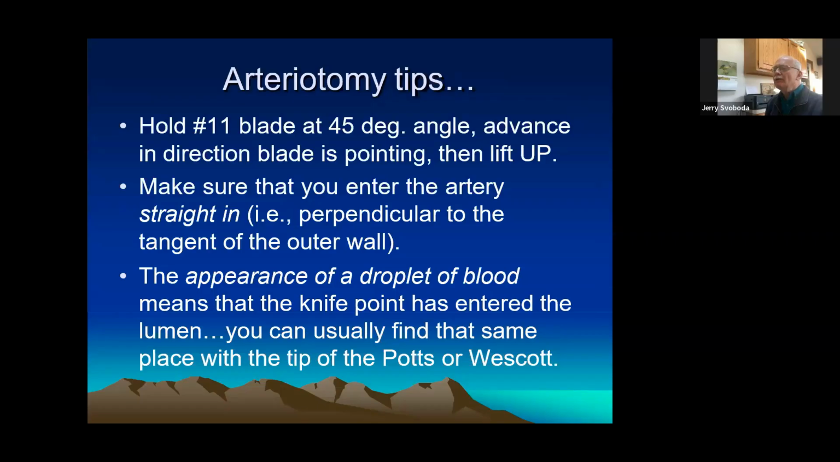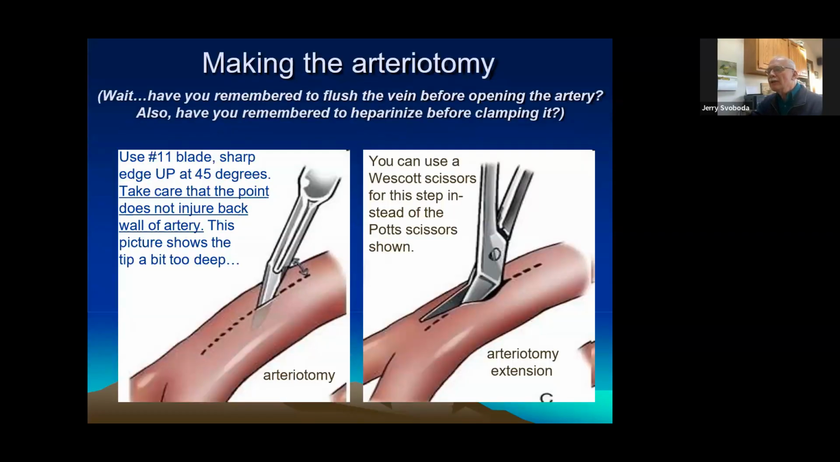45-degree angle on the 11 blade. Enter the artery straight in. What does that mean? 45 degrees or straight in? Which one? You can do both. You hold the 11 blade, going back, you see how the blade is being held at a 45-degree angle, but you see how it's a direct 90-degree straight in to the tangent on the circumference of the vessel. In other words, you want the incision to not be angled in its sides.